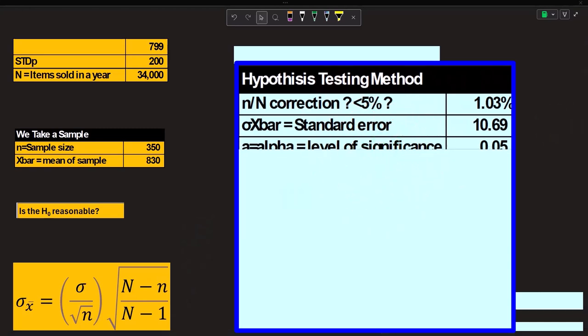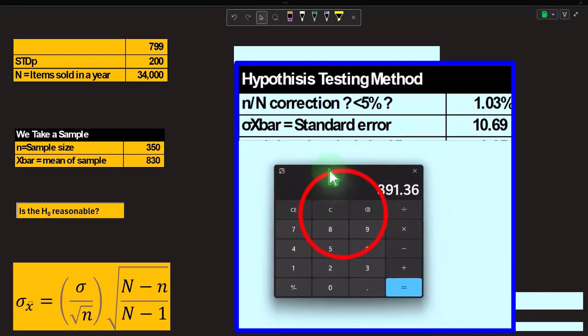So then we have the X bar, the standard error calculation. And so now we can take that. That's going to be our formula. Where did my calculator go? My calculator is missing. I see it. It's been hidden over here.